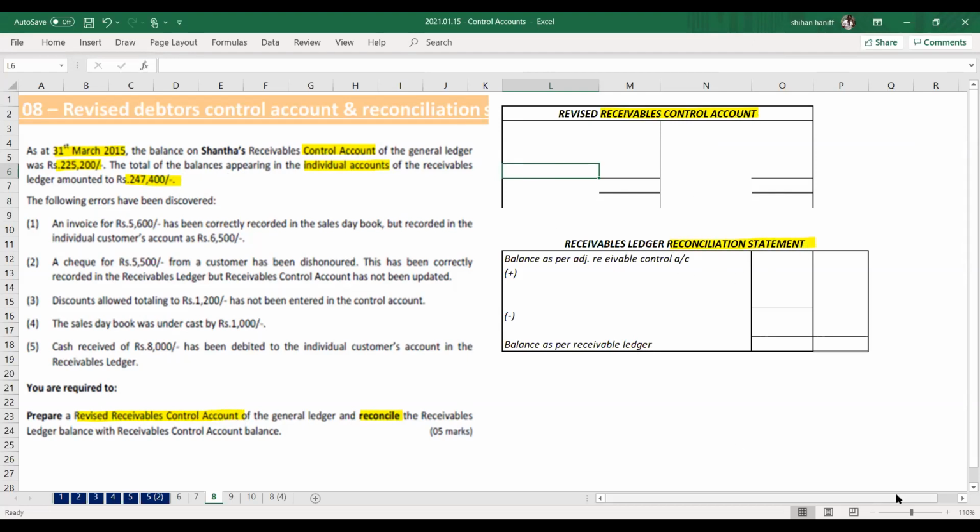Okay, I'll give 5 minutes. Can you all do it? Ask me questions. Try to do it, and if you have doubts, ask me any areas that you want me to explain. Control account balance is 225,200.